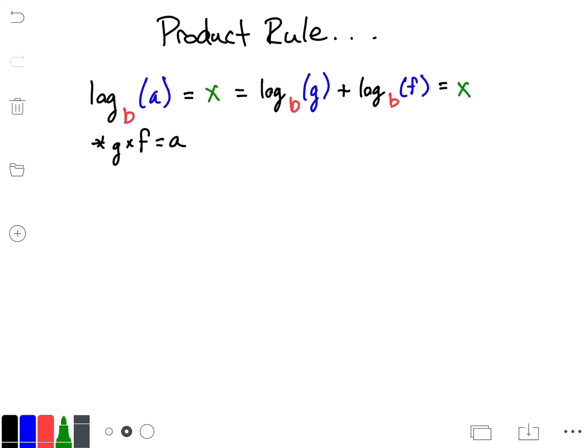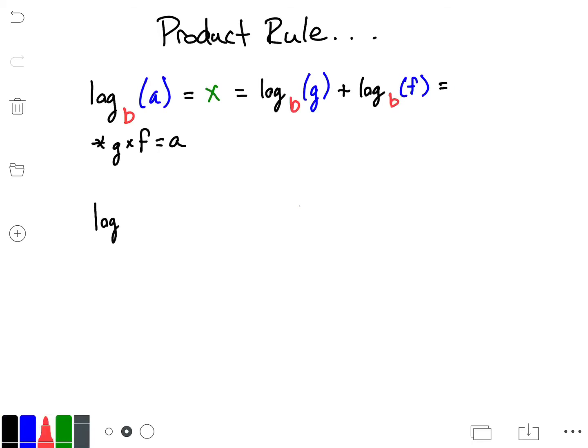So let's go on to the product rule. We have log base b of a is equal to x. And we can go ahead and split this into two separate logarithms if that helps us solve an equation. This is assuming that g times f is equal to a. We can split it into log base b of g plus log base b of f is now equal to x. So let's go ahead and dive into an example.